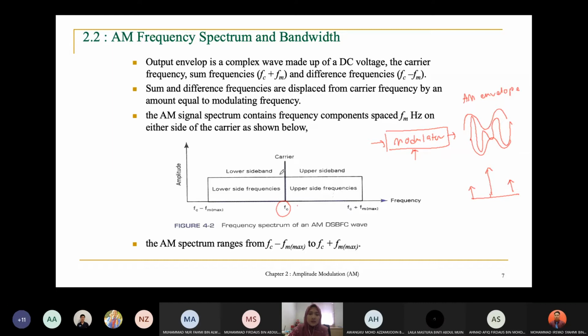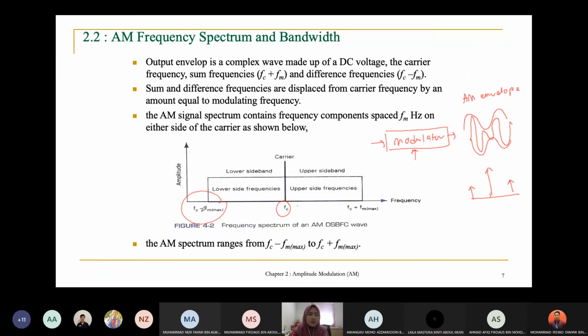Okay, and the band here we call the lower side band. This one is the upper side band. Basically, the lower side band consists of several lower side frequencies, and the upper side band consists of several upper side frequencies. A band of frequencies.